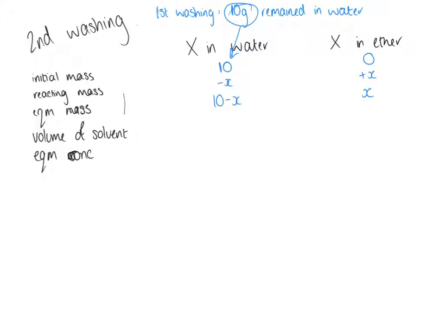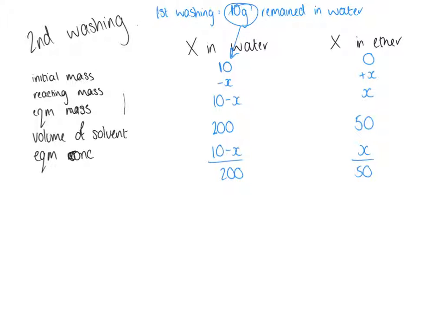Volume of the solvent, again, it hasn't changed for my water layer. It's just the original 200 centimetres cubed of water. And in the ether, remember, we're using two 50 centimetre cubed portions. Equilibrium concentration is mass over volume. It's going to be 10 minus x over 200 for the water layer and x over 50 for the ether layer.